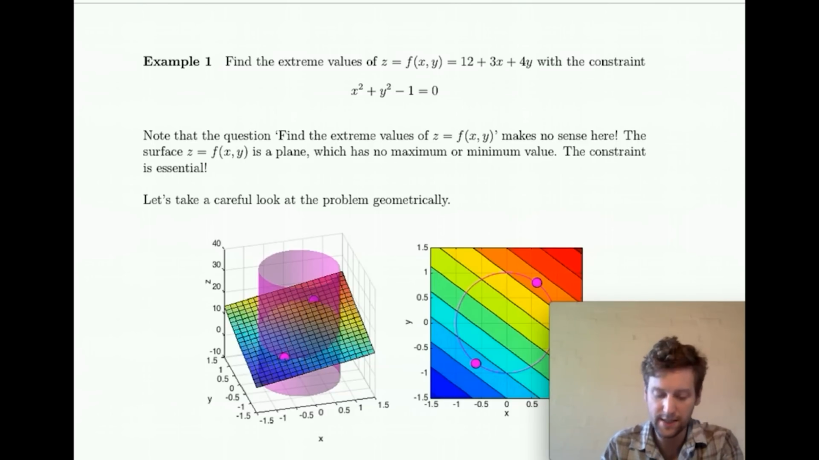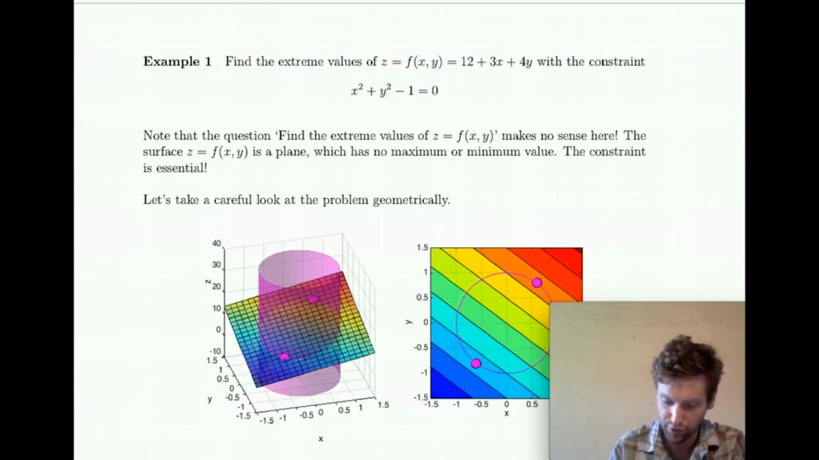The constraint in this case is x squared plus y squared minus 1 equals 0. That is, it's an equation for x and y equals 0. Now notice that this is really just x squared plus y squared equals 1. It's the equation for the unit circle. But I've rewritten it so that I've got everything on one side and then equals 0. So I've rewritten it so that it looks like a constraint.